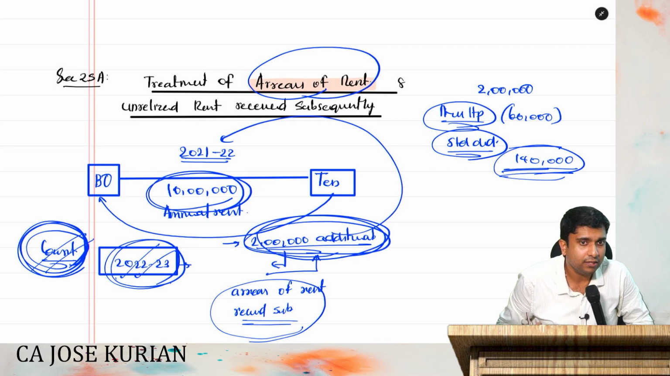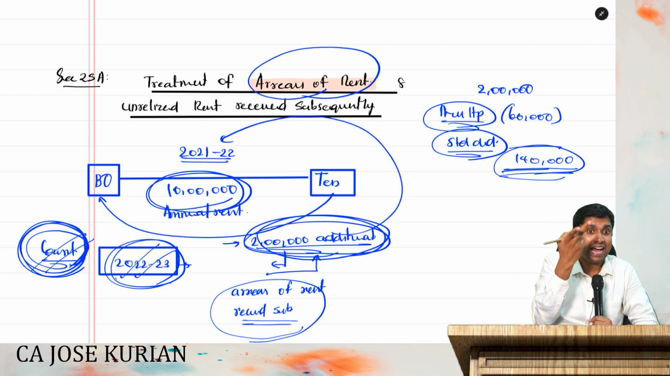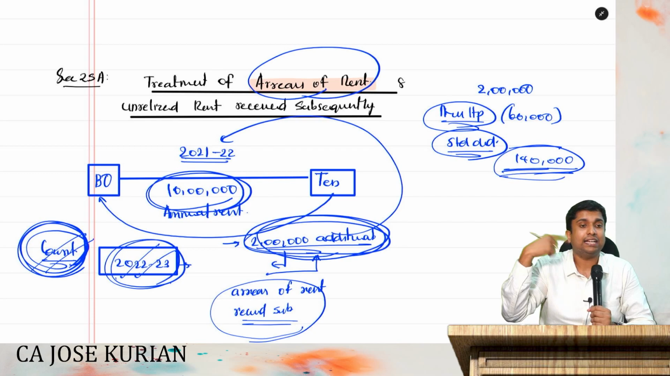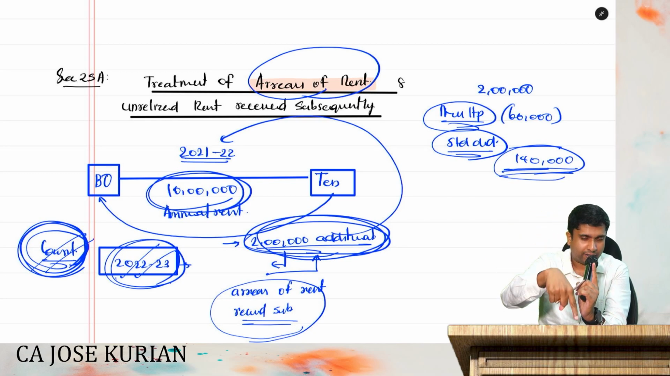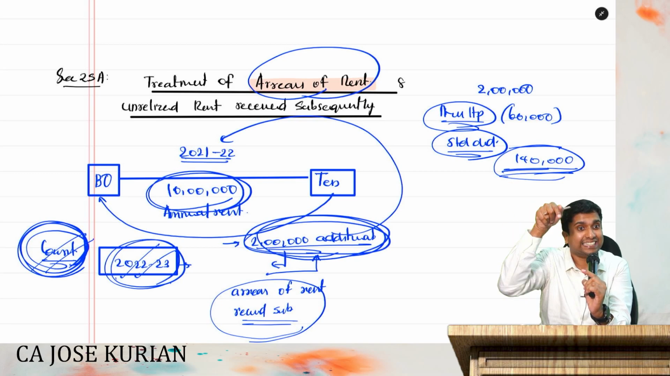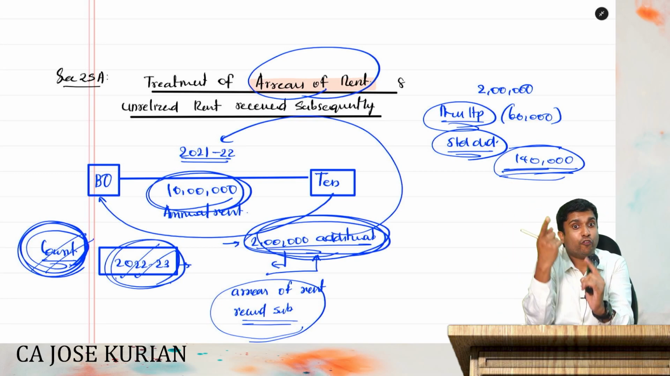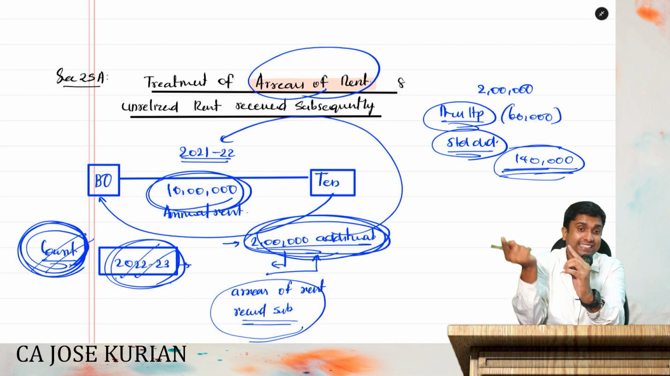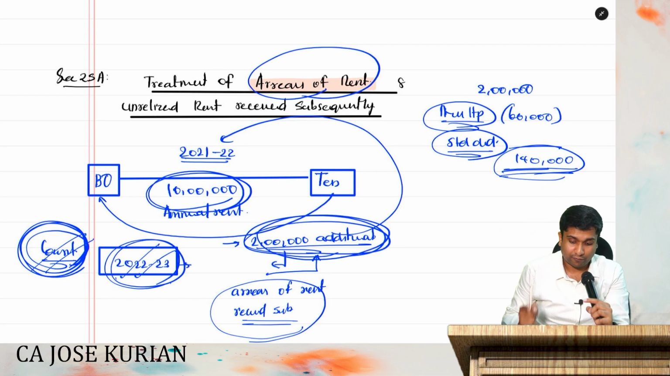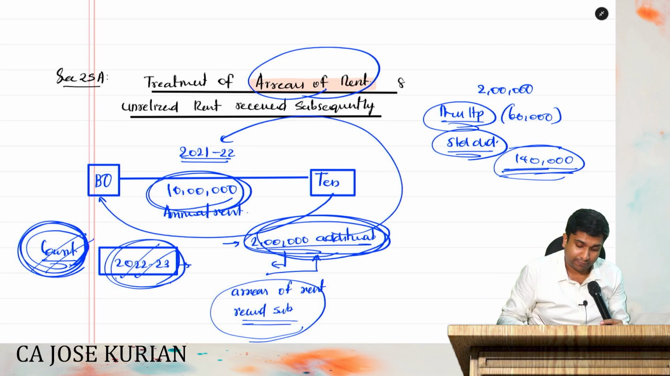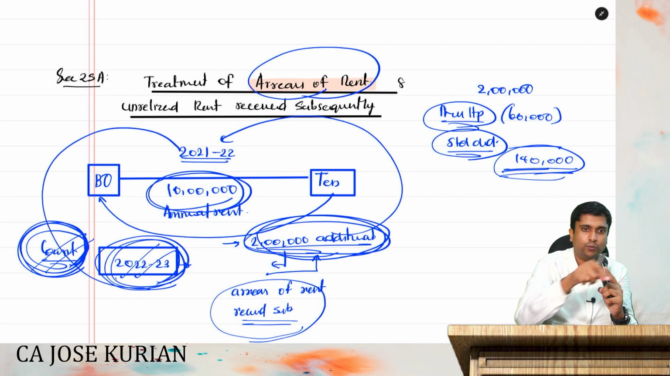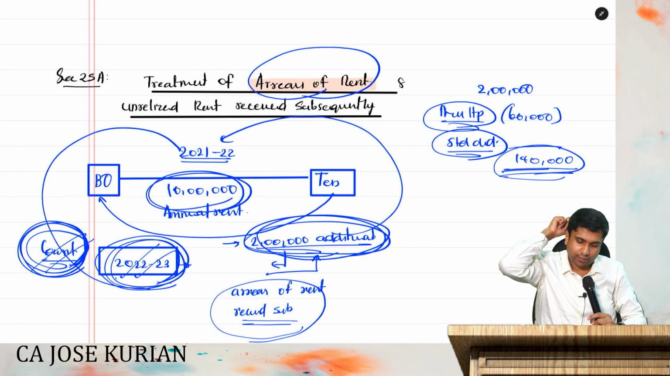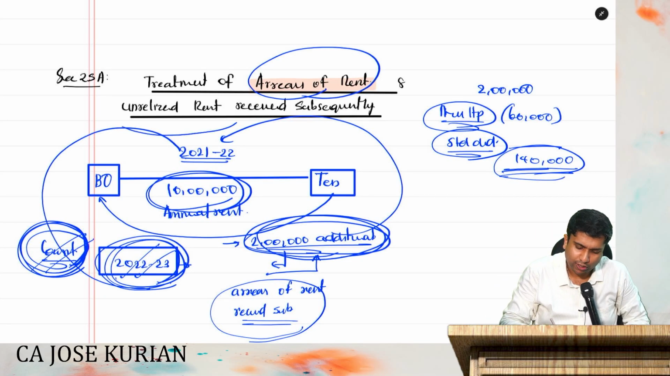Are you all with me? So if you are in receipt of any arrears of rent, then that arrears of rent has to be taxed under the head house property in the year in which it is actually received. It is not for the year it is received for. It is the year in which it is received, which is the actual year of receipt here, 22-23, and it is received for 21-22. Yes or no? So that's what they say. Now listen, what about unrealized rent?